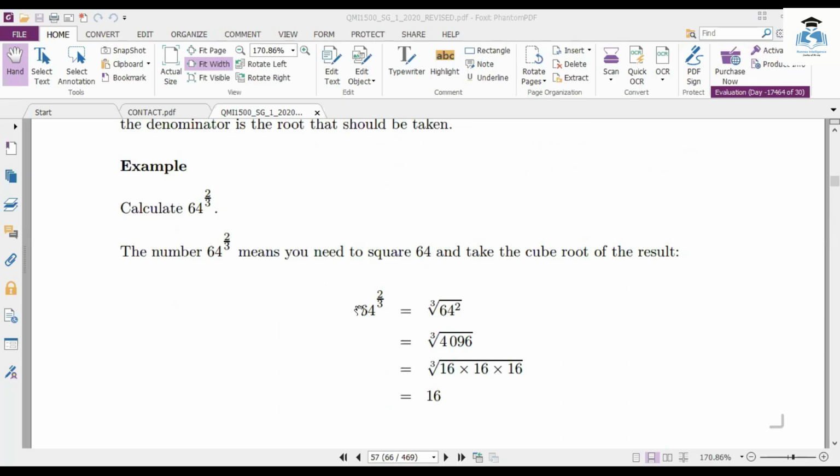So you see this one, you might be given this number 64 to the power 2 over 3, but still you can use your calculator. The fraction part is the one that you put here. Then 64 in brackets squared. So you square this, you get this, then the cube root of this, that will be 16.